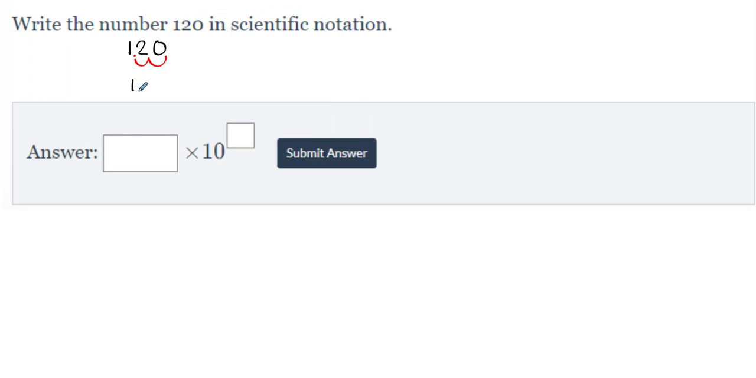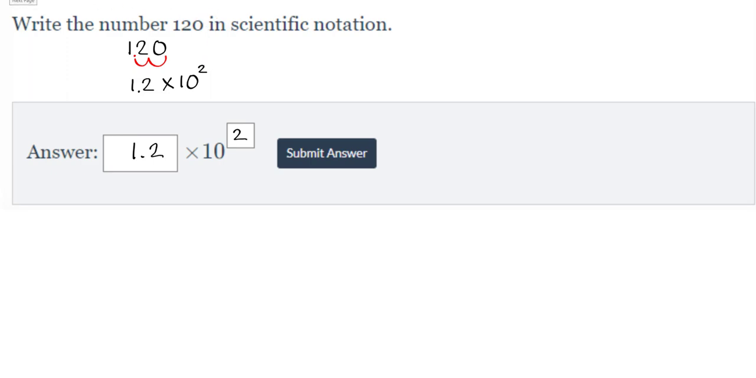So I'm going to rewrite this as 1.2, I don't need the 0 here, times 10, and then we moved it 2 places to the right, or this is going to be a rather large number, so it's 120, and that's our solution. So we're going to put 1.2 times 10 to the power of 2. Again, positive exponents make numbers bigger, so that makes sense.